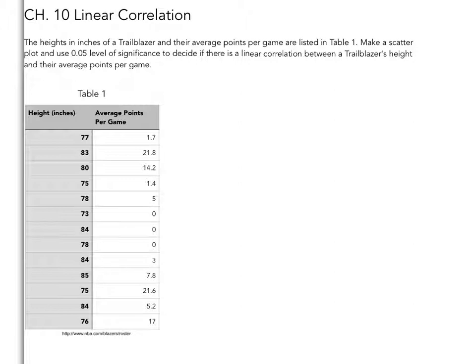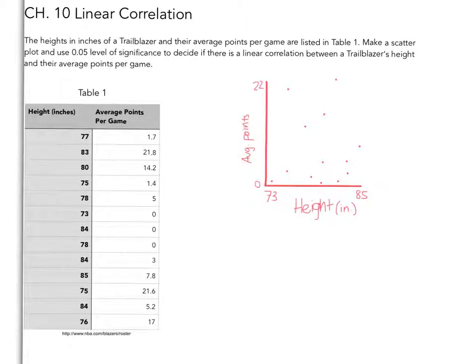I'm going to solve this problem using the traditional method, but first I will draw a scatter plot of the given data. The x-axis will be height and the y-axis will be the average points per game. Here are the plots, and now we can state our hypotheses. The null hypothesis is that rho equals 0, and the alternative hypothesis is that rho does not equal 0. So now that we have our scatter plot and our hypotheses, we can start the traditional method.